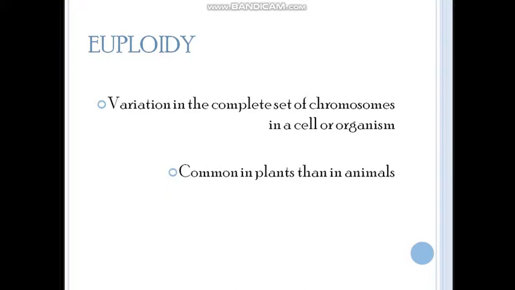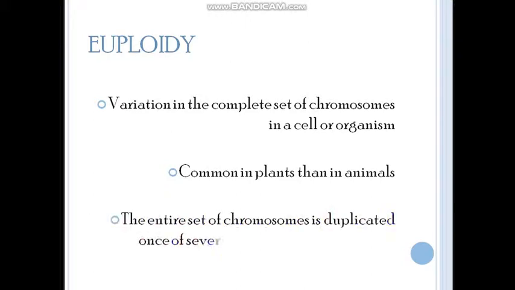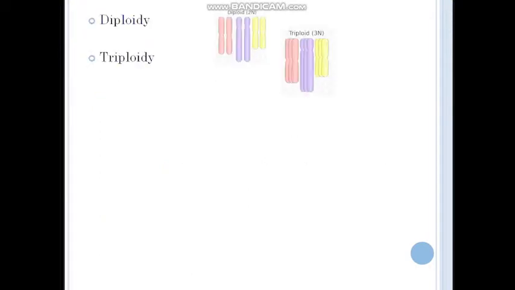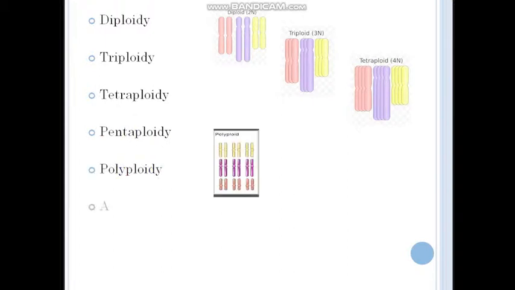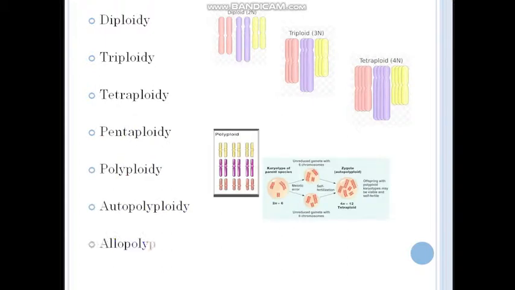During euploidy, the entire set of chromosomes is duplicated once or several times during cell division. Diploidy, triploidy, tetraploidy, pentaploidy, polyploidy, autopolyploidy, and allopolyploidy are different types of euploidy conditions.